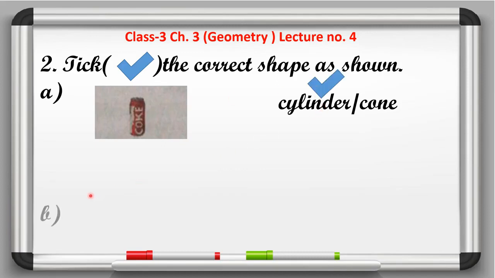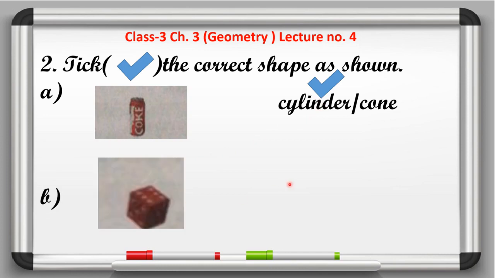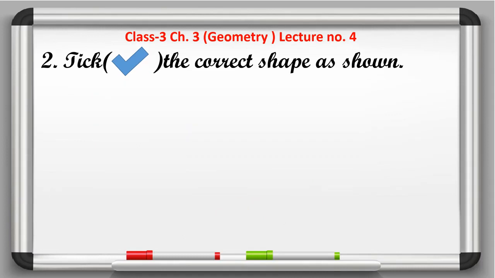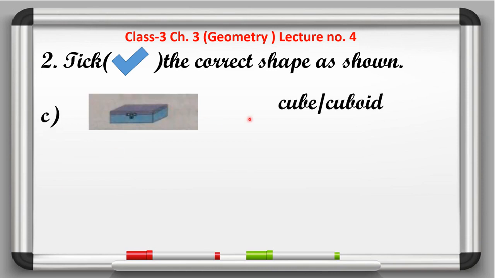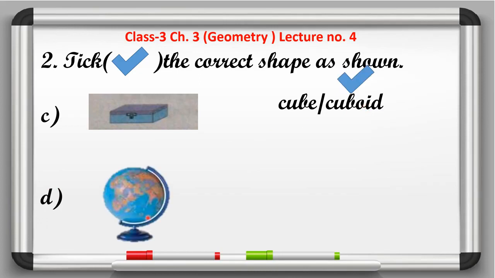Okay, now in B part, this object is given and we have two options, cube or cuboid. So we know that this is dice and the shape of dice is cube. So here we will tick this cube. Now in C part, this object is given and this is the box. So what is the shape of this box? That is cube or cuboid? Cuboid. So here we will tick cuboid. Okay. Now in D part, this object is given, and which is this object? That is globe. So what is the shape of this globe? Sphere or cylinder? Sphere. So we will tick sphere.